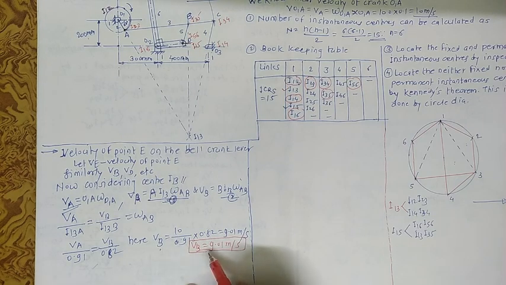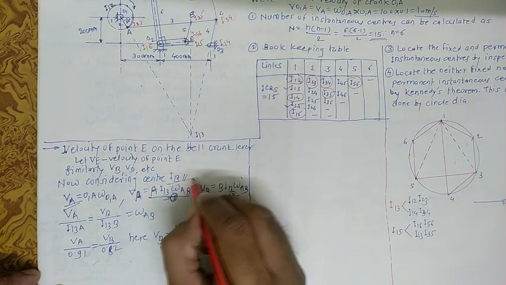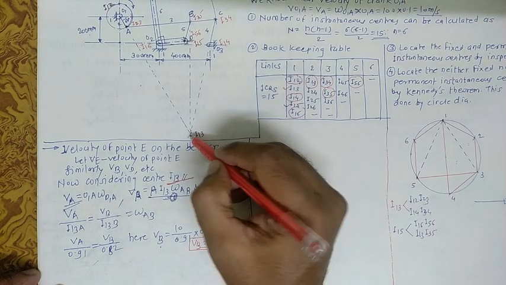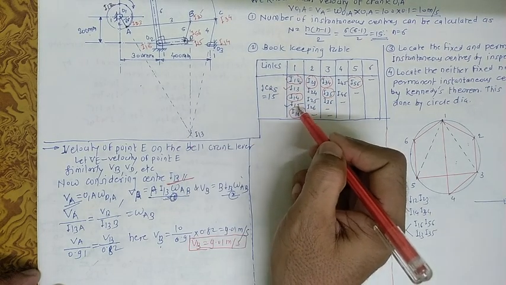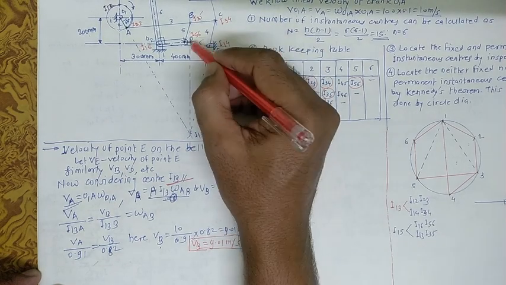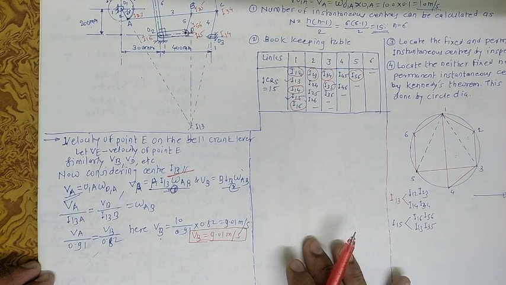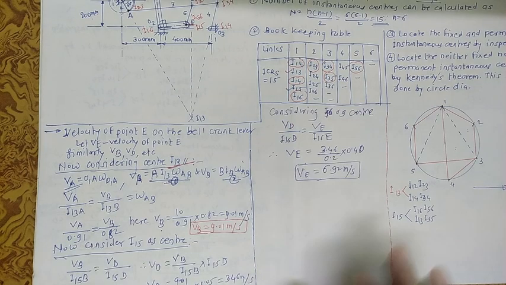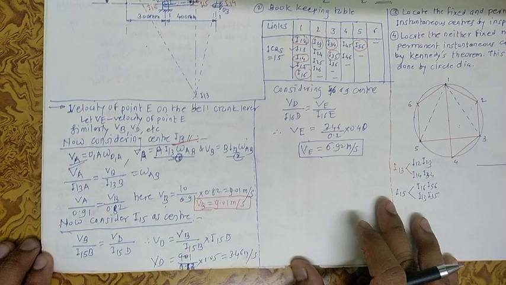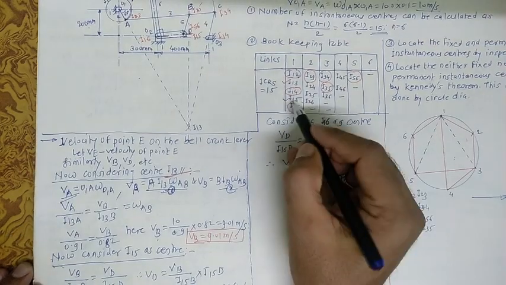Once we get VB, this relation was developed by using I13 as center. If I consider I15 as center, then we can develop that relation. So we move towards the next point. By considering I15 as center, we can develop the relation. Now continue with the next center. Just consider this I15 as center.